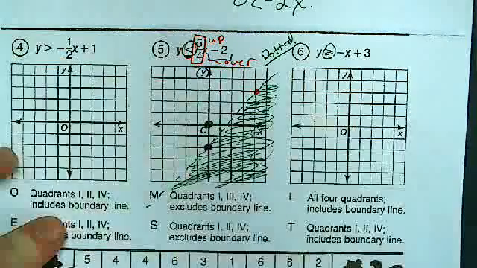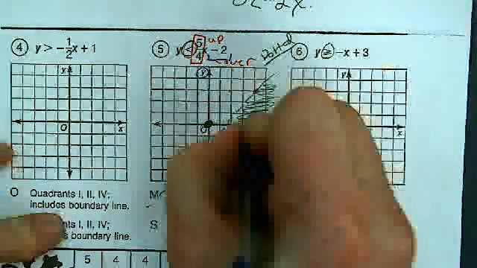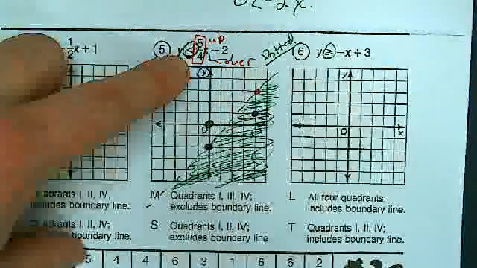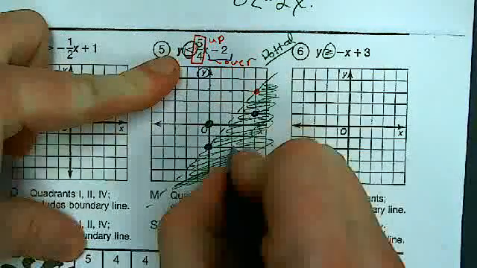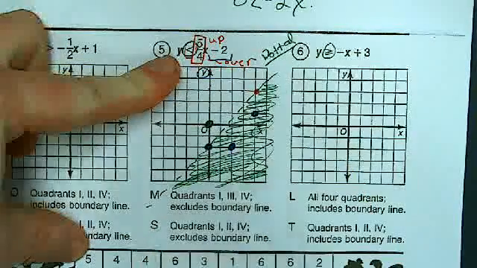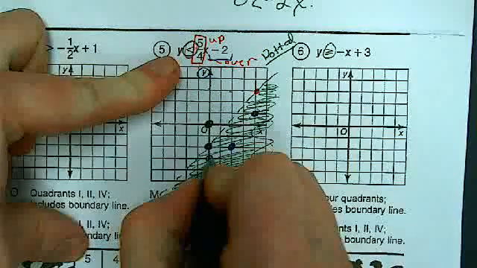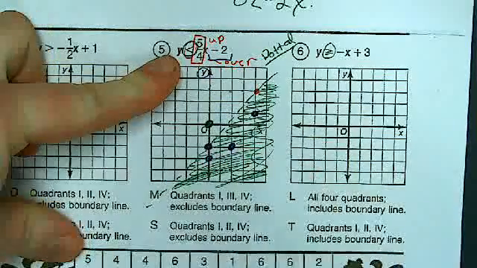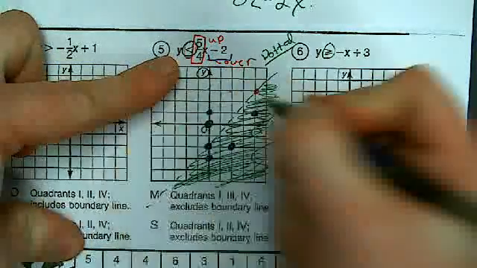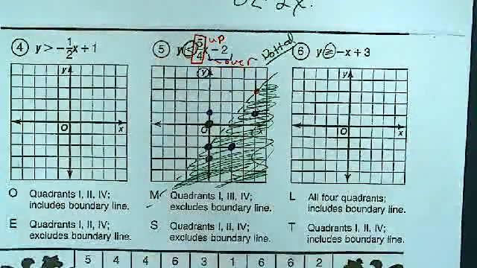Every point over here, like this point right here, if I plug that back into the equation, it works. This point right here, -2, -2, that works. This point, 0, -3, works. But up here, does not. So my shading doesn't include those points.